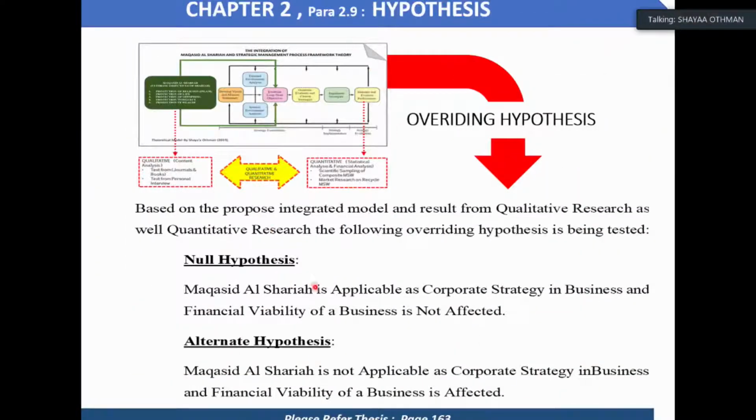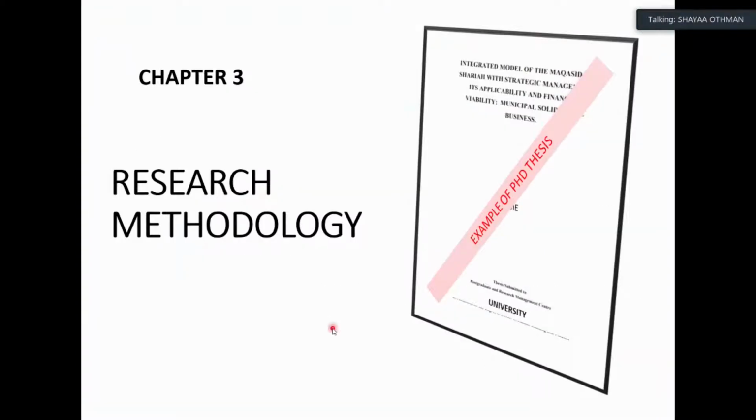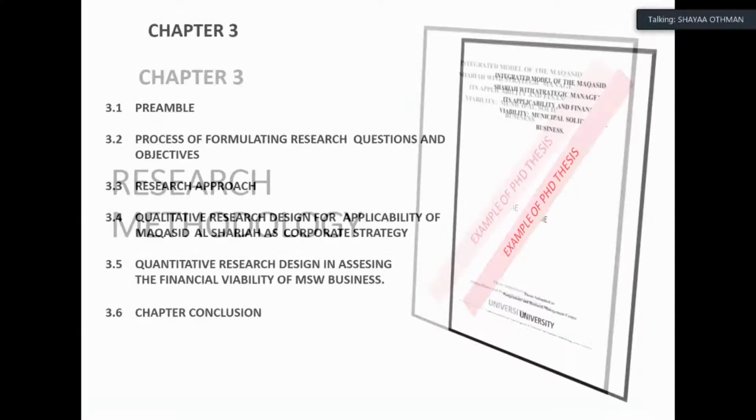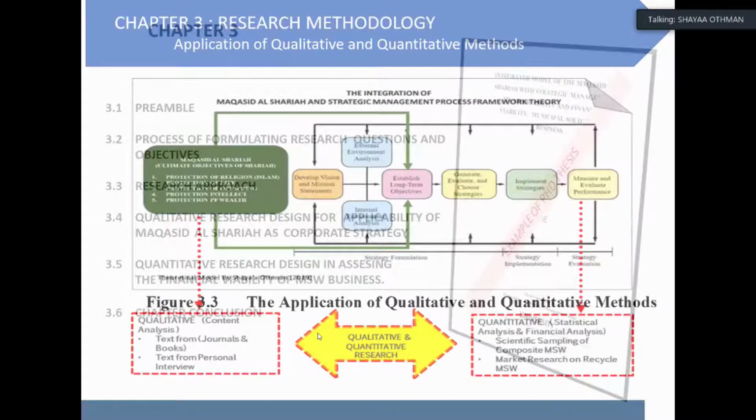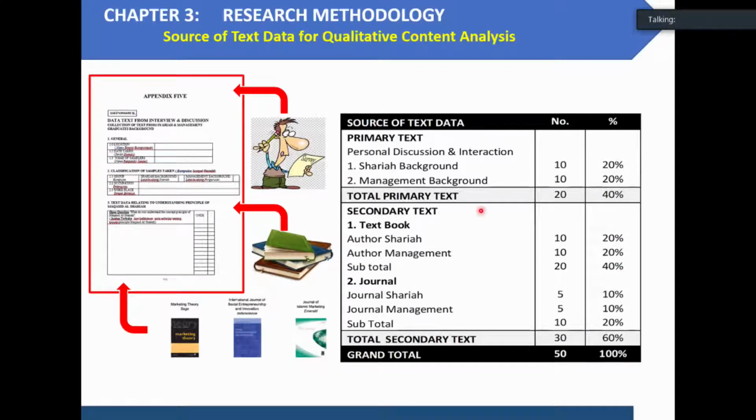From this overall, we create a hypothesis, that is a null hypothesis, an overriding hypothesis of this model. From the research we need to do, we should create a hypothesis. And of course, the research methodology we discussed just now. We will discuss later how we collect the data from the questionnaire that was mentioned earlier.